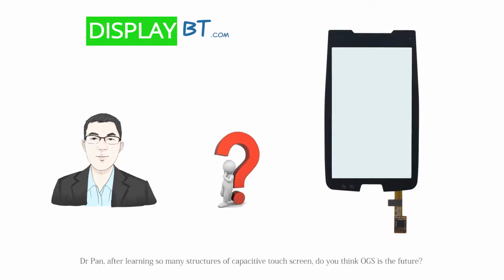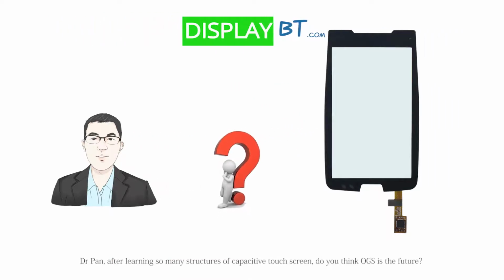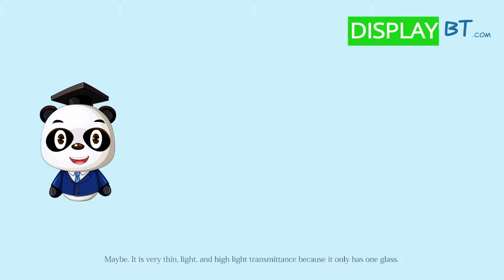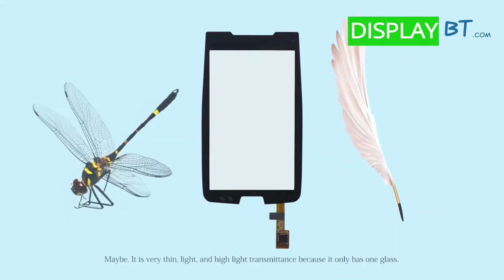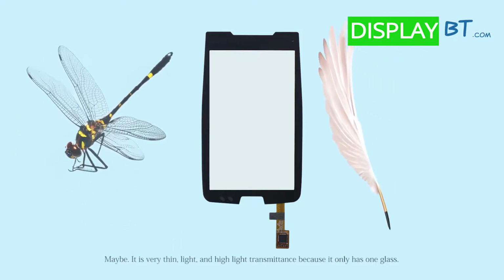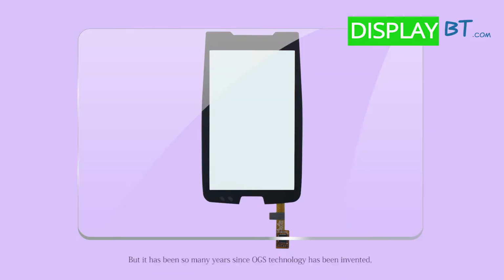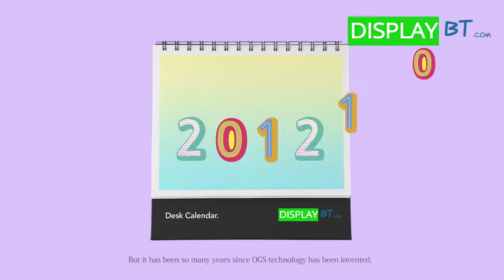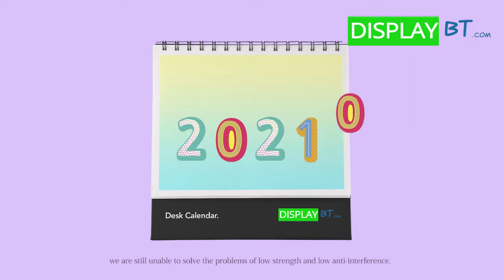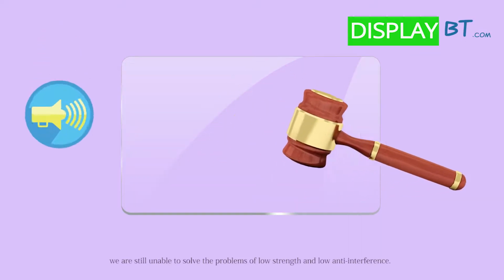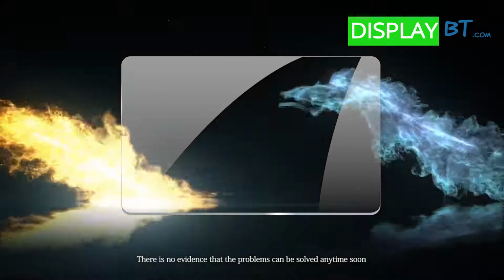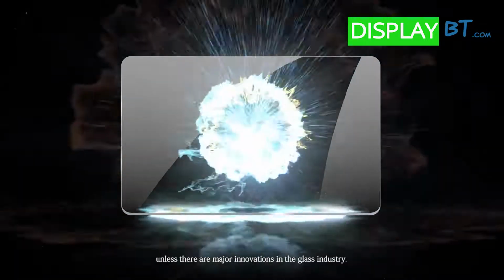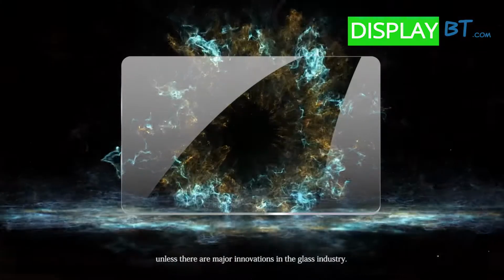Dr. Pan, after learning so many structures of capacitive touch screen, do you think OGS is the future? Maybe. It is very thin, light, and has high light transmittance because it only has one glass. But it has been so many years since OGS technology was invented, and we are still unable to solve the problems of low strength and low anti-interference. There is no evidence that the problems can be solved anytime soon unless there are major innovations in the glass industry.